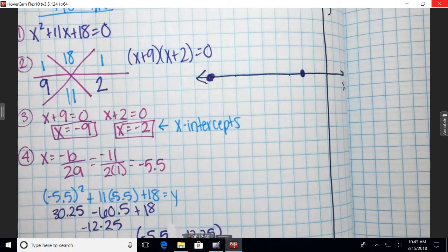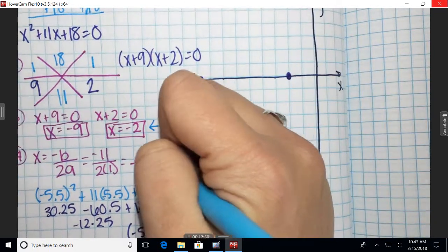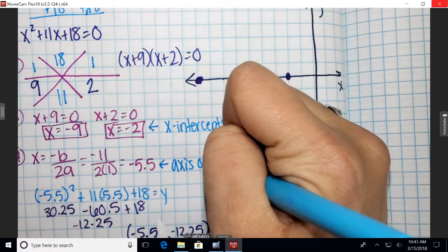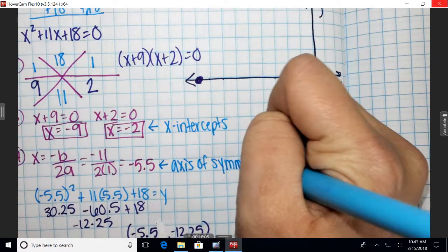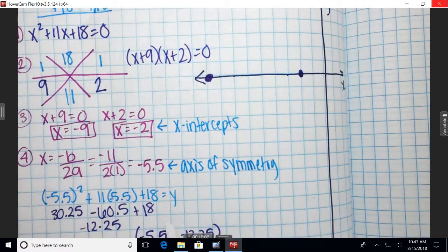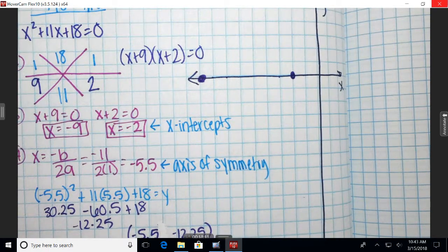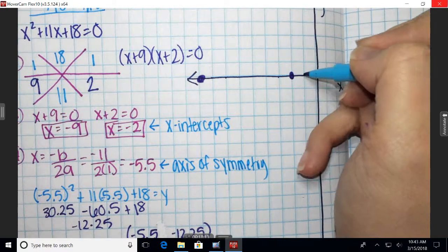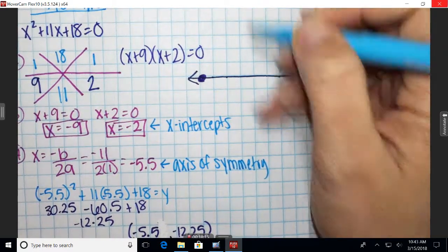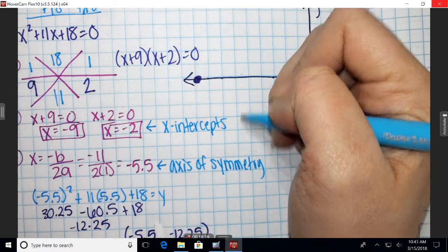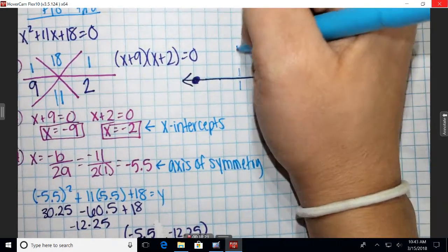Alright, now I need to draw my axis of symmetry. Negative 5.5. So I go left 1, 2, 3, 4, 5, and then halfway. Do I put a dot there or do I just draw a vertical line? Draw a vertical line.